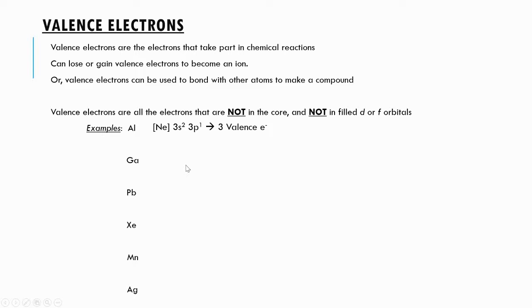All right, same for gallium, Ga: 4s2, 3d10, 4p1. Exclude d because d10 is full. So 2 plus 1 is 3. And you can look on your periodic table: gallium is in group 13, so it's got 3.